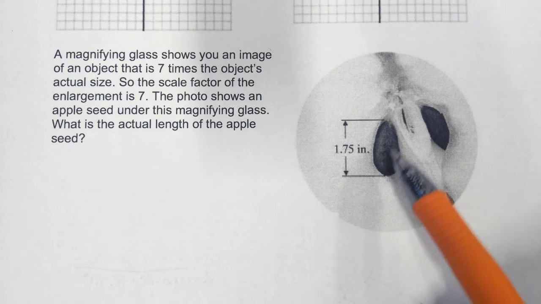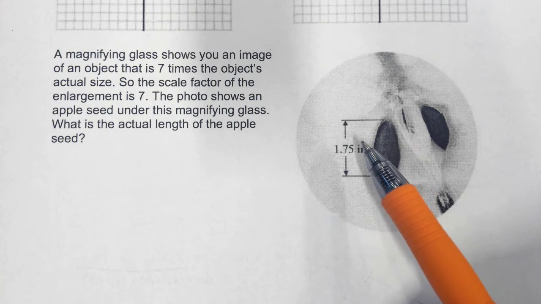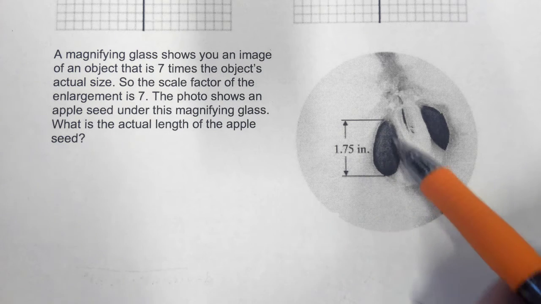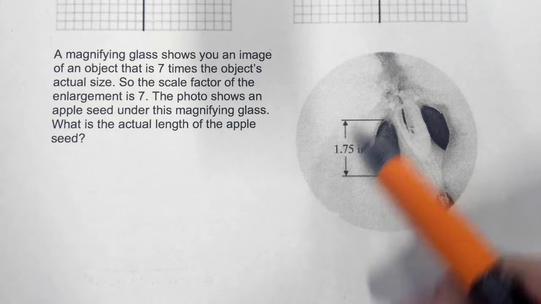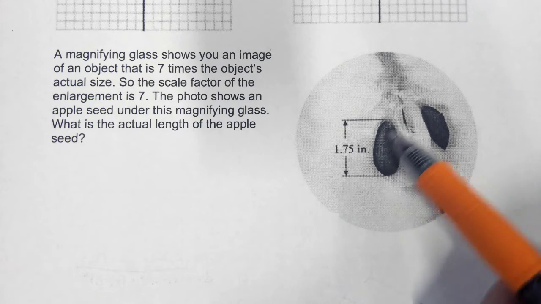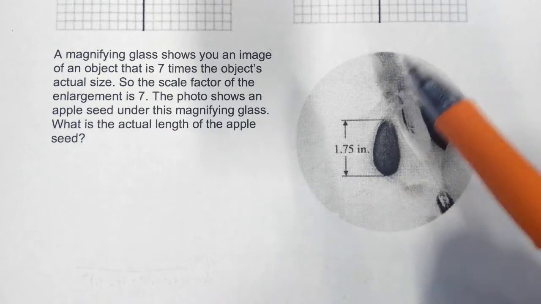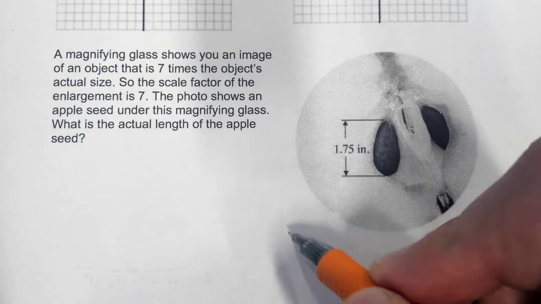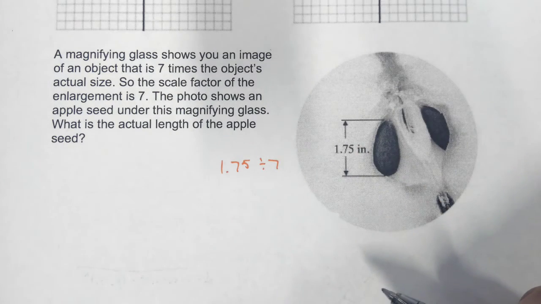This is an apple seed under that magnifying glass. What is the actual length of the apple seed if, in the magnifying glass, the apple seed is 1.75 inches? So if this has been enlarged and now it's 1.75 and it's 7 times the original, how would we get back to the original? Well, of course, divide. So all we have to do here is take 1.75 and divide it by 7.